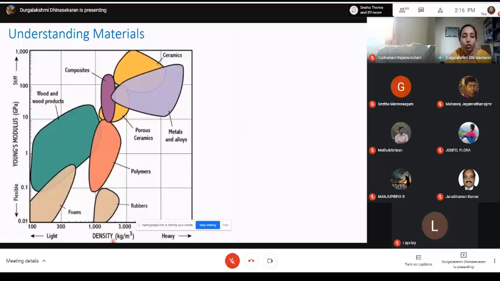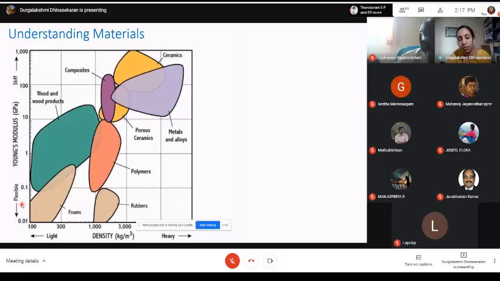Based on the atomic arrangement, density is given on the x-axis, and based on the mechanical strength, it is given as the modulus on the y-axis. If the material is less dense, it is called a light material. If it has higher density, it is a heavy material. Similarly, if we increase the modulus or the stiffness of this material, it will be very stiff. And if it is loosely packed, a light density material, then it is very flexible.